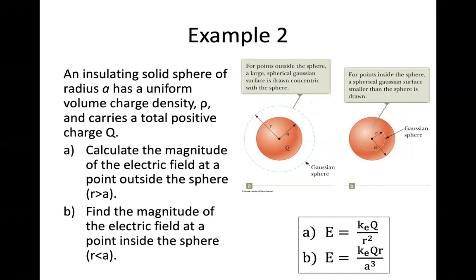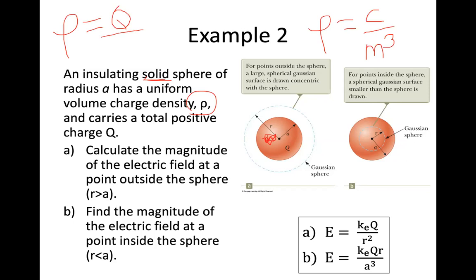Cool. All right. So remember how I said we were going to do volume integrals? Now's the time. Remember that volume charge density? That means that every little cubic meter has some charge in it. This was charge per meter cubed. It's a bowling ball, right? It's solid. So the total charge is Q. Rho is the total charge over the total volume.